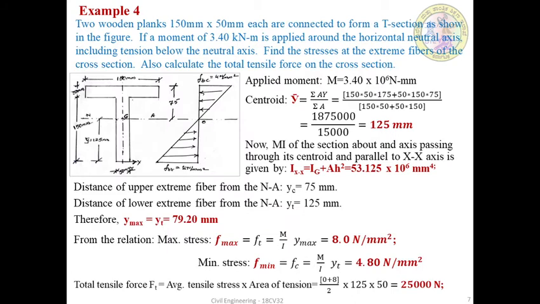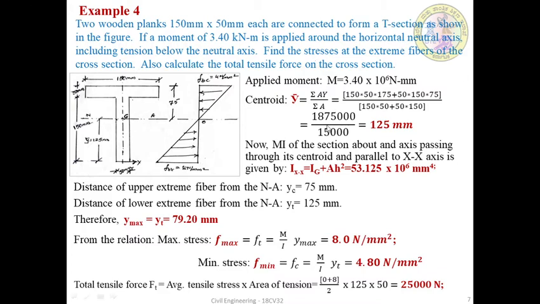For example, the statement of the problem: two wooden planks 150 millimeter into 50 millimeter each are connected to form a T section as shown in the figure. If a moment of 3.40 kilonewton meter is applied around the horizontal neutral axis, inducing tension below the neutral axis, find the stresses at the extreme fibers of the cross section. Also calculate the total tensile force on the cross section.